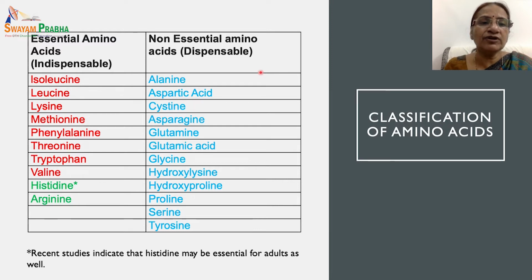Now the names of non-essential amino acids are alanine, aspartic acid, cysteine, asparagine, glutamine, glutamic acid, glycine, hydroxylysine, hydroxyproline, proline, serine and tyrosine. Now recent studies have indicated that histidine may be essential for adults as well.